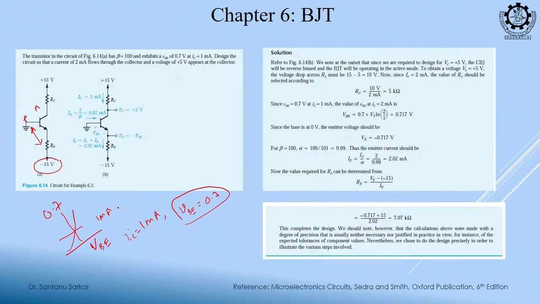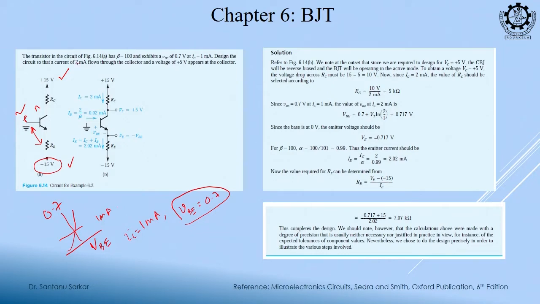Next, what is given? Design the circuit. Now, you may wonder that the circuit is already drawn, then they are asking to design the circuit. What is the meaning? The meaning is to find out the unknown values. Design the circuit means find out the circuit components that are not given. For example, RC and RE are not given. This source voltage is given, this source voltage is given, this source voltage is given. What is not given? RC and RE. So, design the circuit means to find out the unknown values.